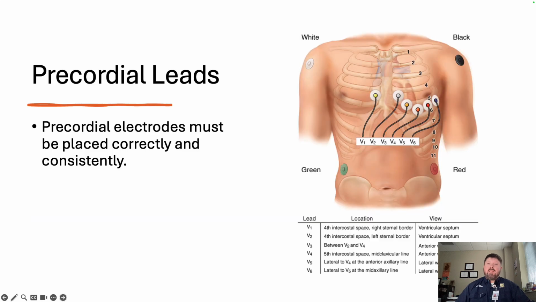It's critical that these leads are placed consistently. V1 should be placed on the 4th intercostal space to the right of the sternum. V2, the 4th intercostal space to the left of the sternum. V3, directly between leads V2 and V4. V4, the 5th intercostal space at the left midclavicular line. V5 at the level of lead V4 on the left anterior axillary line. And then V6 at the level of lead V4 at the left mid-axillary line.